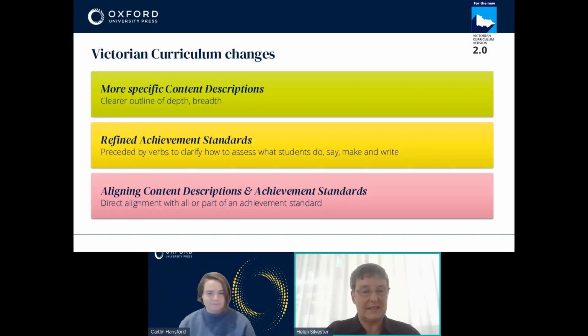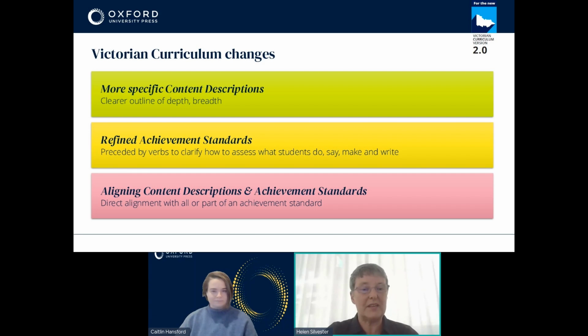So key things, a lot of the content descriptions are a lot clearer. So they outline how much depth and breadth that you need to teach at each year level. It also refined the achievement standards. So one of the main changes for the achievement standards, which is what we need to report against, is what we're actually looking for. So whether or not students need to describe, whether they need to explain, whether they need to research, those key verbs that are used at the start of all the achievement standards is actually really important. So please pay attention to those.